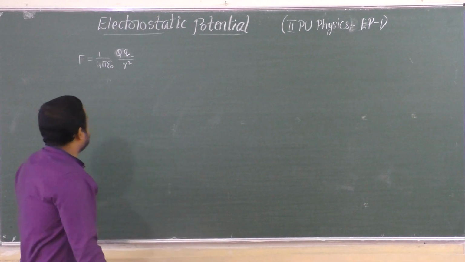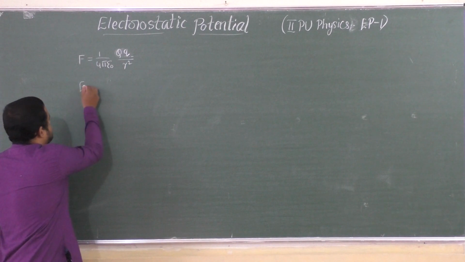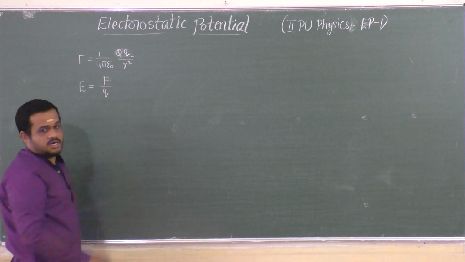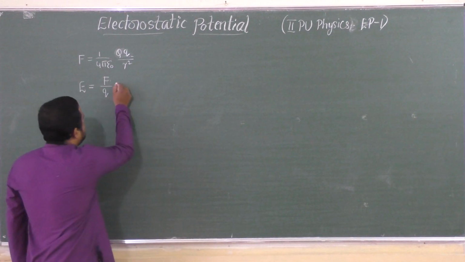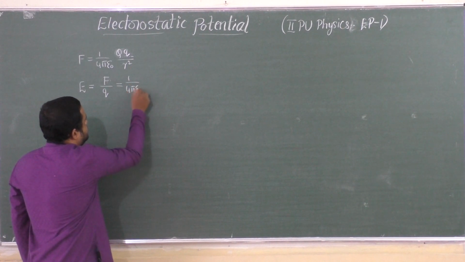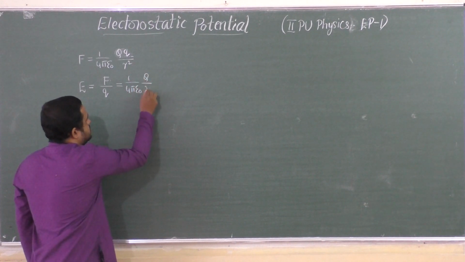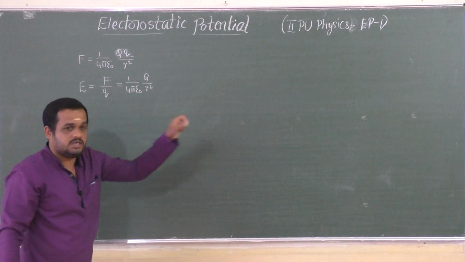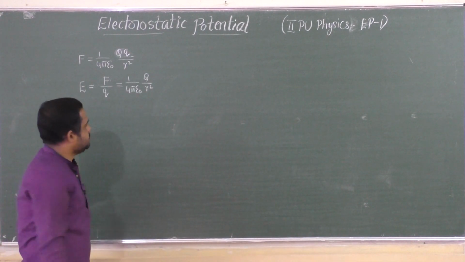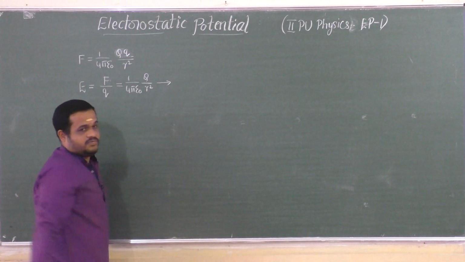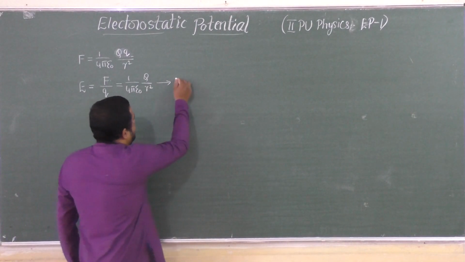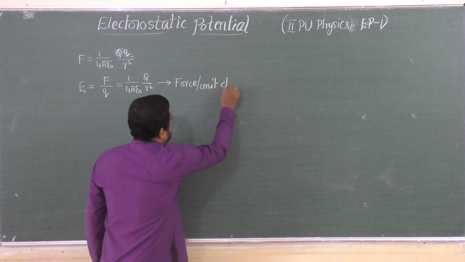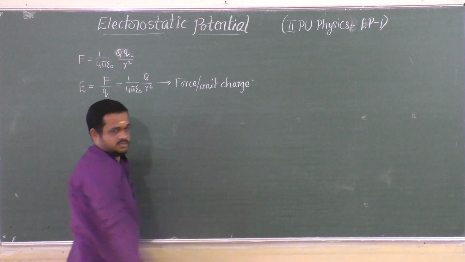In that chapter, we defined one more term, that is electric field intensity. Electric field is given by force divided by magnitude of test charge, which is equal to 1 over 4 pi epsilon naught into Q, that is source charge, divided by r square. Here r represents the distance from the source charge to the point where electric field intensity is measured. This quantity is called electric field intensity, and it is defined as the electrostatic force per unit charge.